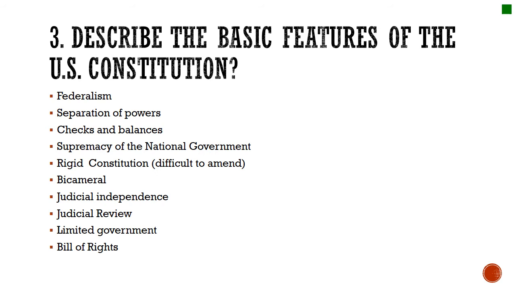Number 3, describe the basic features of the U.S. Constitution. I list them here: federalism, separation of powers, checks and balances, supremacy of the national government, a rigid constitution, something we talked about already, bicameralism, judicial independence, judicial review, limited government, and Bill of Rights. So let me just say a little bit about some of these things.